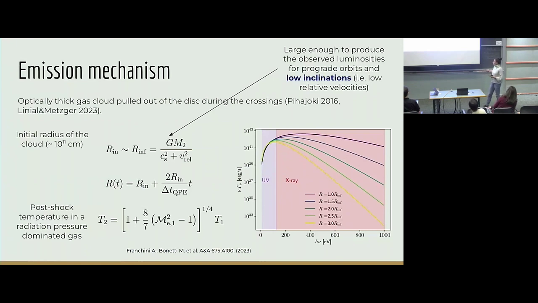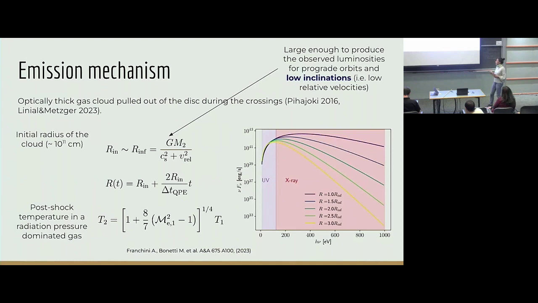And so if you assume, as we do, that the companion is a black hole, then you have to calculate the influence radius to understand how much material is shocked. This is inversely proportional to the relative velocity between the object and the disk, and is proportional to the mass of the secondary black hole. And this has to be of the order of 10^11 centimeters in order to be able to produce the luminosities that we see.